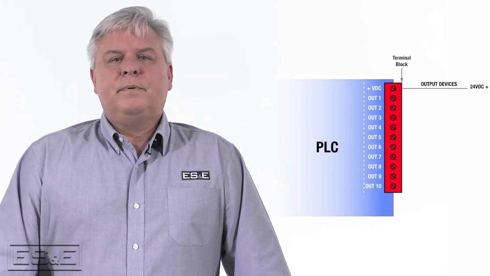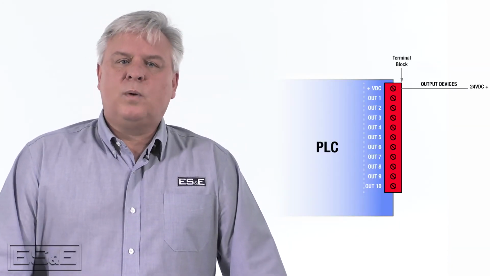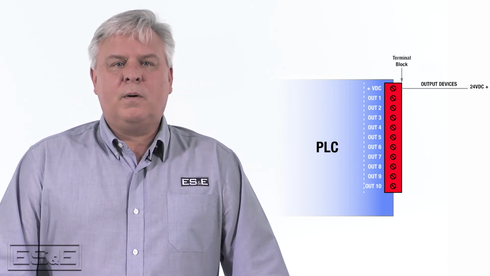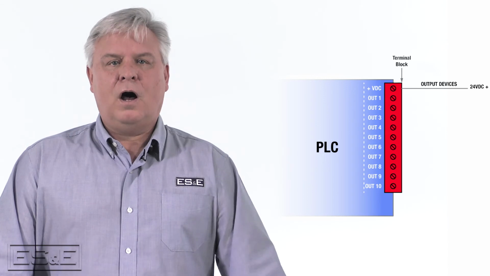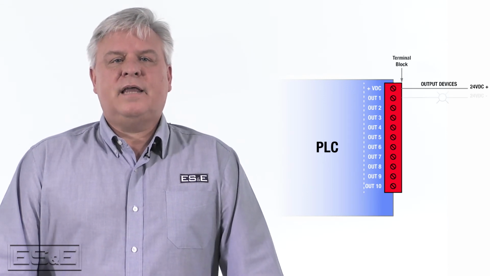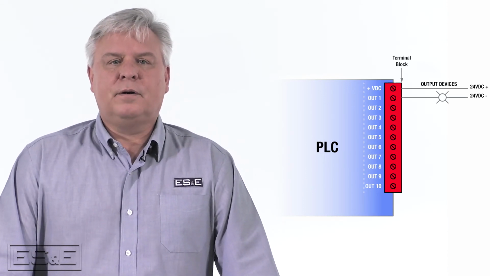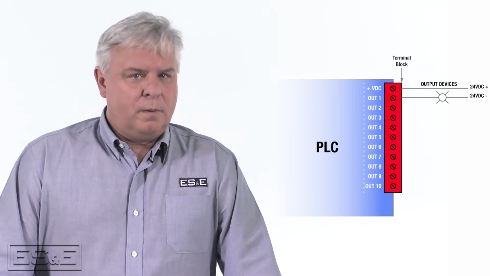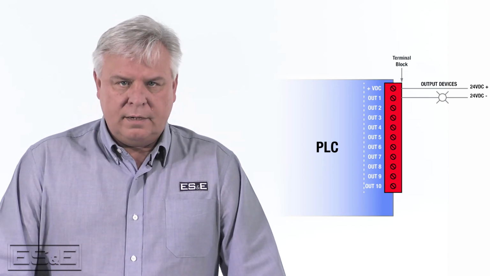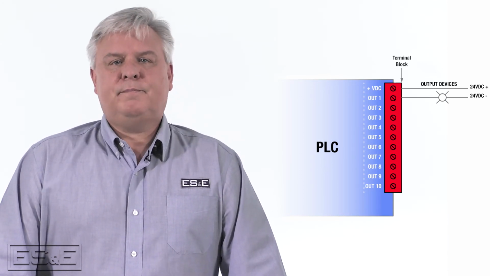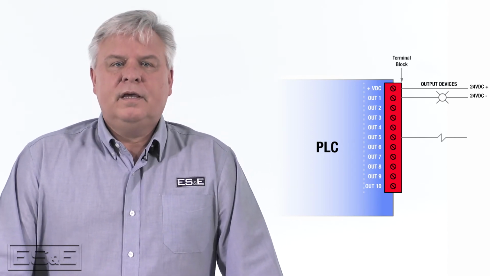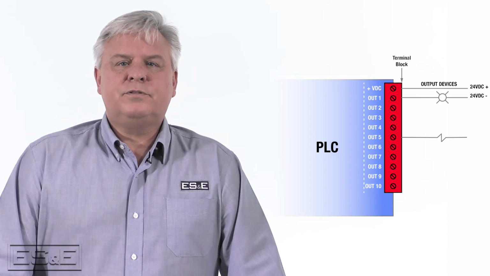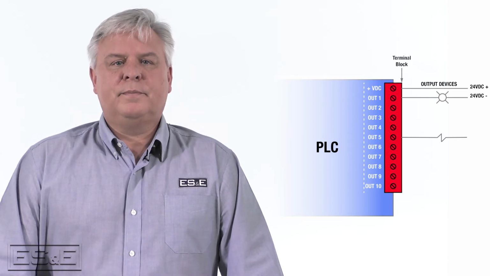With sourcing outputs, 24 volts DC plus is wired to a terminal that will supply power to the output terminals, which will in turn turn the output devices on and off. Notice that the negative is also wired to the common terminal for the outputs. When the program tells output 1 to turn on, power will flow from the plus VDC terminal to output terminal 1. If the solenoid valve needs to close, it will remove power from output terminal 5.